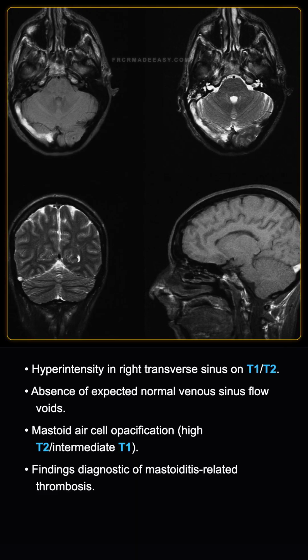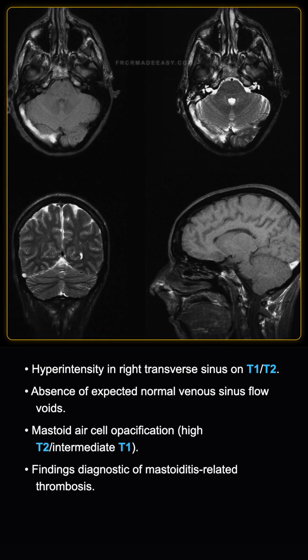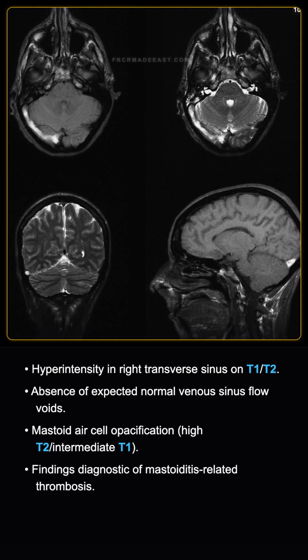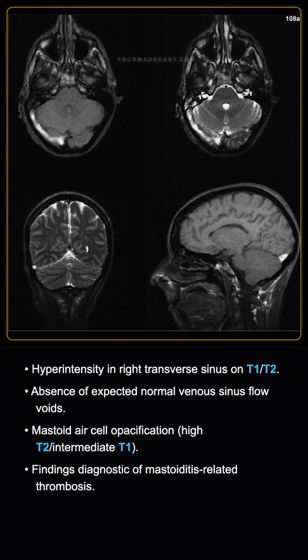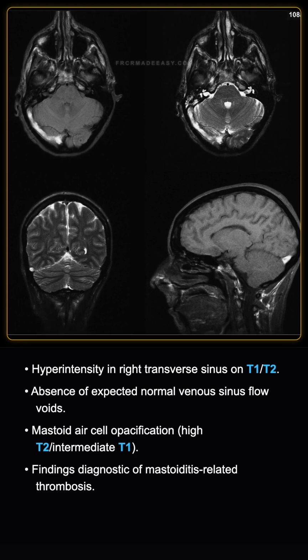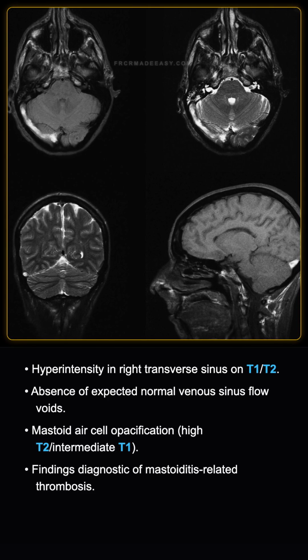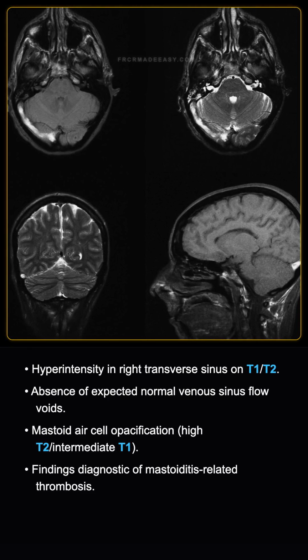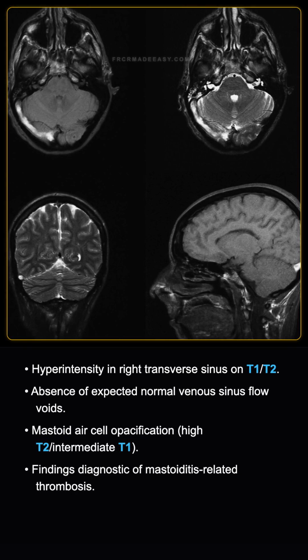The selected brain MR images demonstrate a clear abnormal hyperintensity in the right transverse sinus on T1 and T2 weighted sequences. This hyperintensity is accompanied by a complete absence of the expected normal venous sinus flow voids. Additionally, there is abnormal high T2 and intermediate T1 signal within the right mastoid air cells. These findings indicate mastoiditis, which serves as the primary infectious source for the sinus thrombosis.